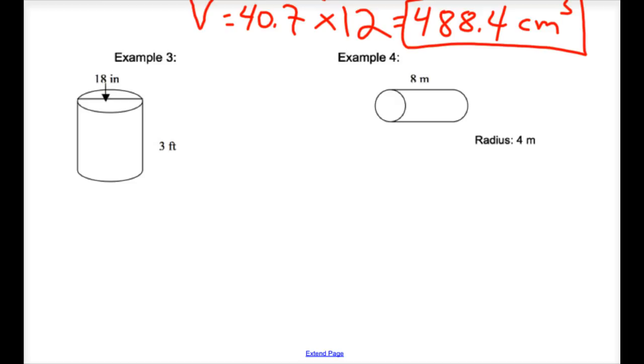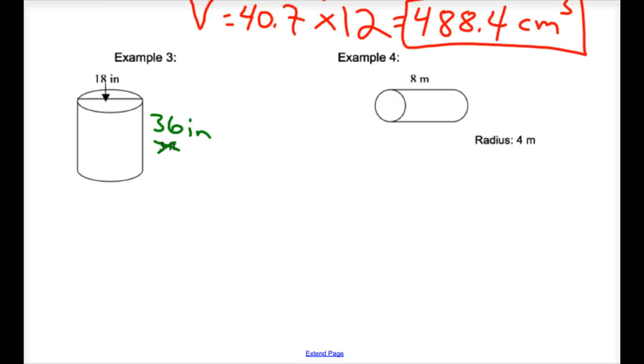What do you guys think? Do you convert them all to inches or all to feet? Actually, it's smarter to change them all to the smaller units. But you would get the same answer if you changed it all to feet. It would just be in feet instead of inches. 3 feet is how many inches? 36 inches. So change them to 36 inches.